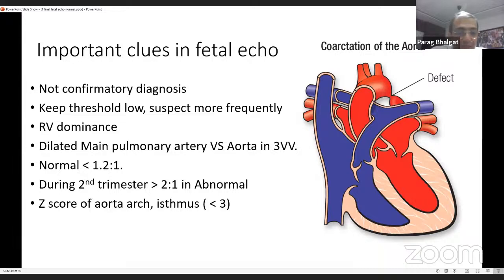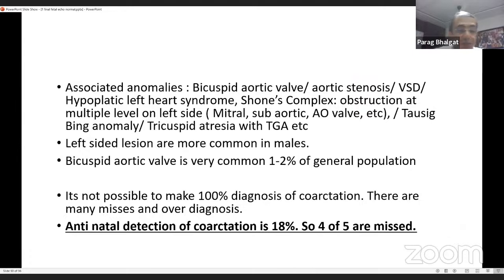If the Z score is less than 3, then we suspect coarctation of the aorta. Why is it important? I'll just tell you. Coarctation is associated with many anomalies like bicuspid aortic valve, aortic stenosis, VSD, hypoplastic left heart syndrome, Shone complex.